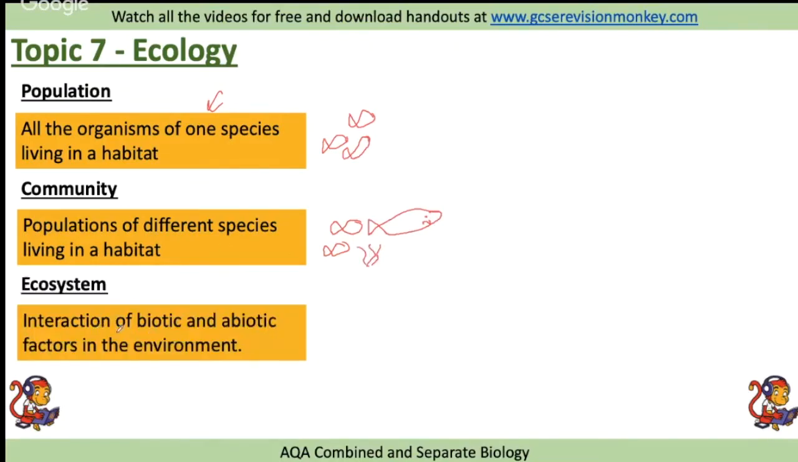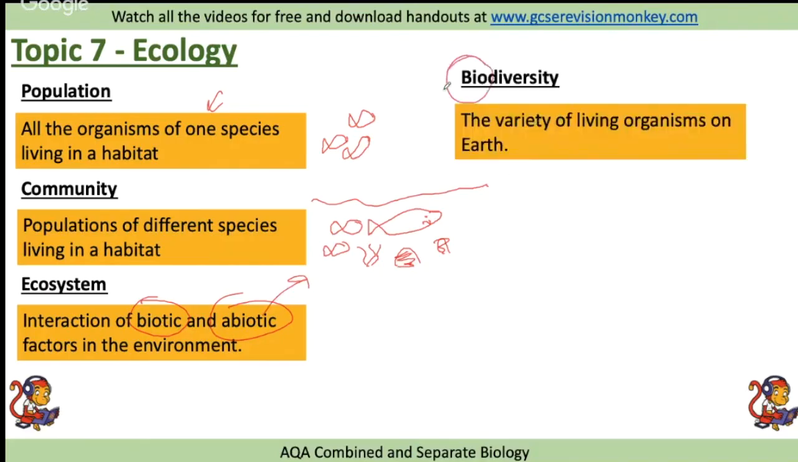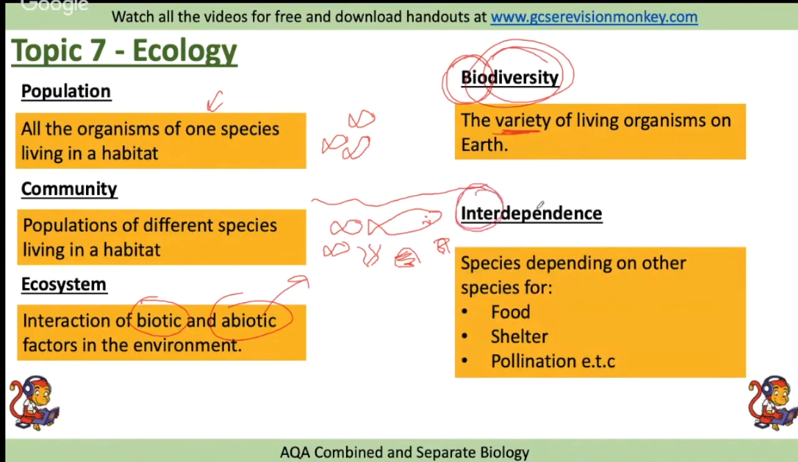An ecosystem is the interaction of living, biotic, and non-living, abiotic factors. So it could be that you're talking about the rocks that are in that system, the temperature of the water, the current of the water, and adding all the abiotic things in there as well. And two more keywords, biodiversity. Bio means living, diversity means variety. So biodiversity is the variety of living organisms on the earth. Final word, interdependence. That is the dependence of different species on each other.